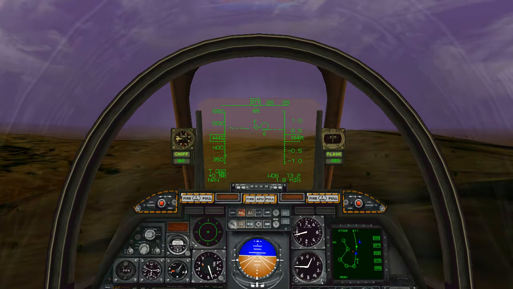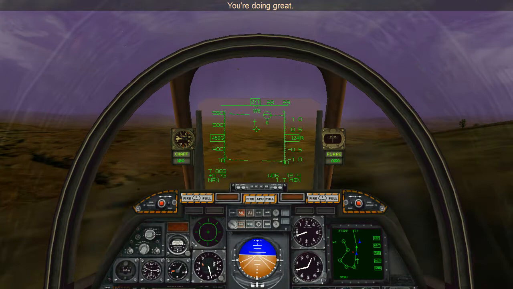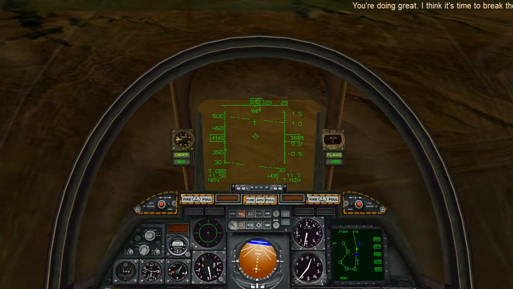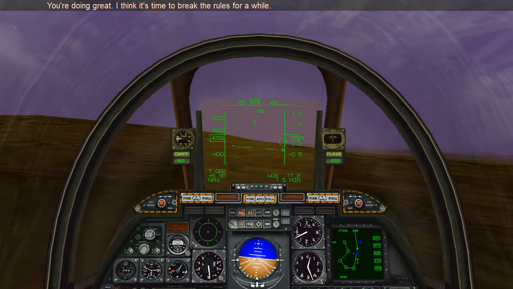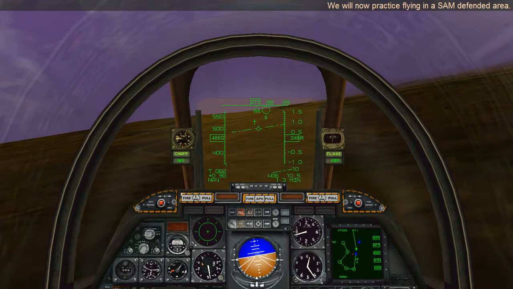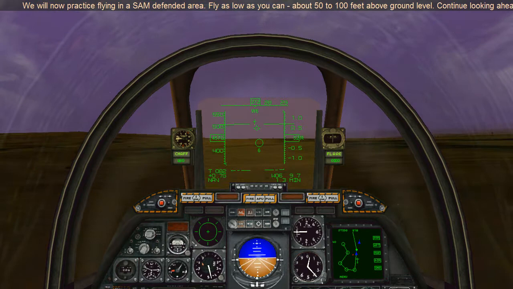You're doing great. I think it's time to break the rules for a while. We will now practice flying in a SAM-defended area. Fly as low as you can, about 50 to 100 feet above ground level. Continue looking ahead for unexpected obstacles.